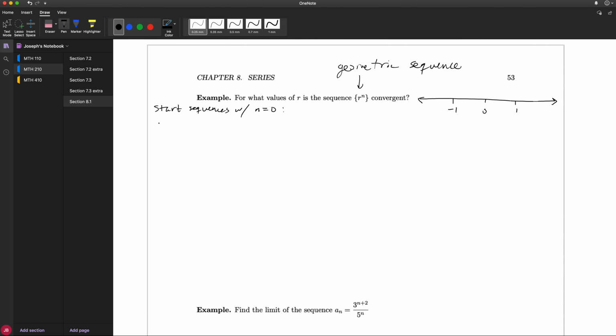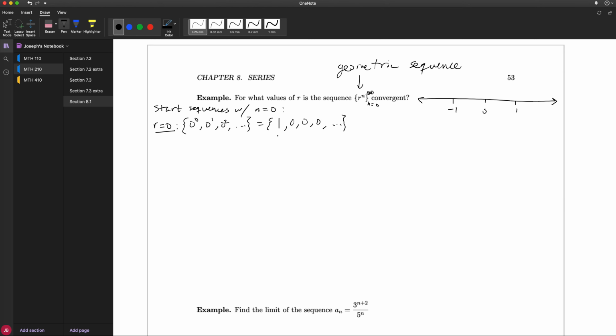So let's pick some low-hanging fruit here. Let's start with R equals 0, right? And now we're going to start our sequences with n equals 0. So if you want, you can write n is going to go from 0 to infinity, like that, right? Okay, so when R is 0, well, I get 0 to the 0, 0 to the first, 0 squared, and so on. And technically 0 to the 0 is undefined, but we usually define it to be 1. But then all the rest of these, 0 to any power, is going to be just 0.